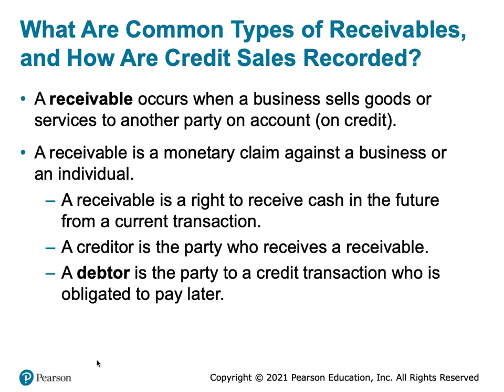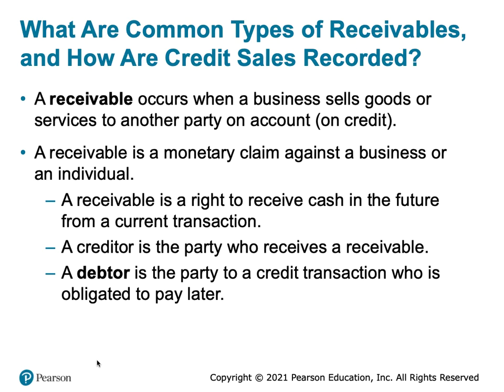So a receivable is just when a business sells goods or provides services to another party on account or on credit, meaning that they've sent them an invoice rather than collecting payment right away. And so the receivable is just a monetary claim against that business or the individual, saying we have the right to receive this money from you in the future, and if you don't pay it, we have legal action to come after you and to collect it.